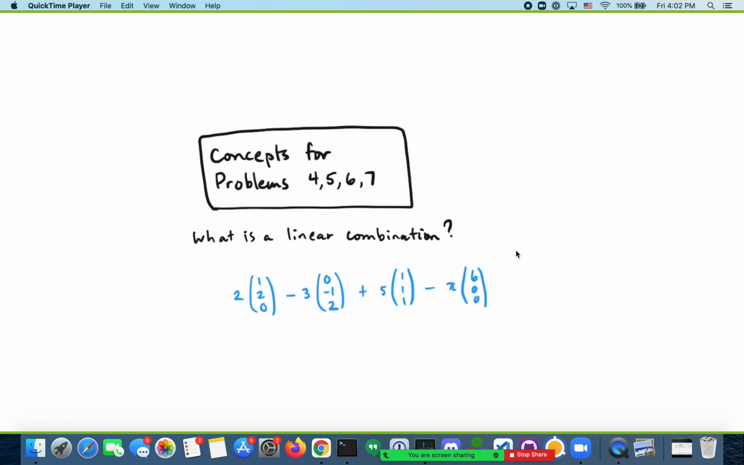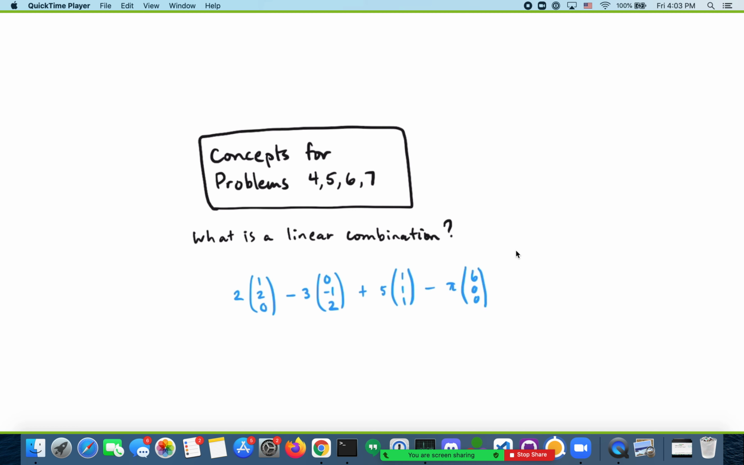Okay, so hello. Here we're going to talk about the concepts for problems 4, 5, 6, and 7. Of course, the way you'll really learn this is by solving these problems, but we're going to give an overview of the concepts that you'll need. Okay, so first question, what is a linear combination?